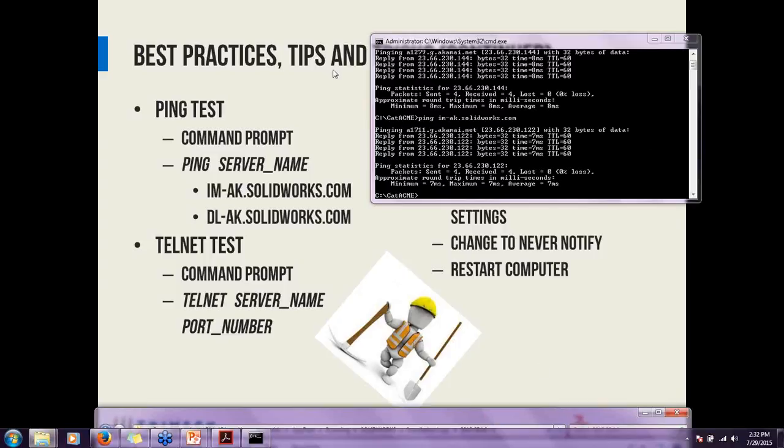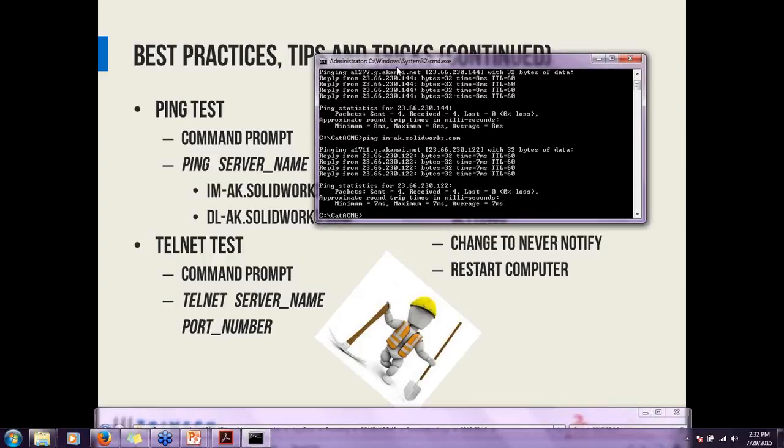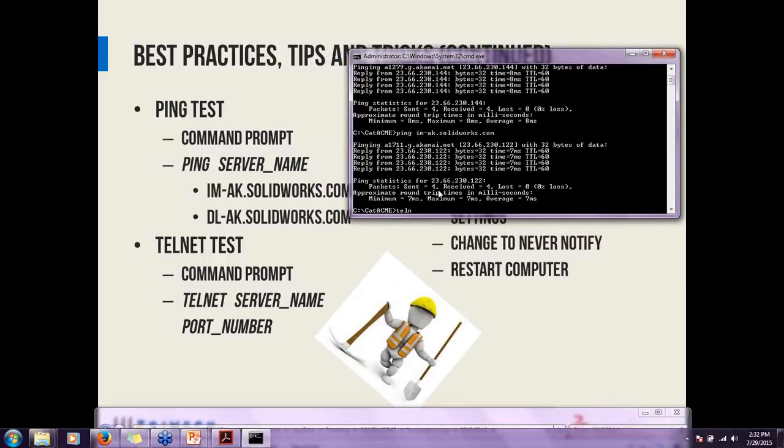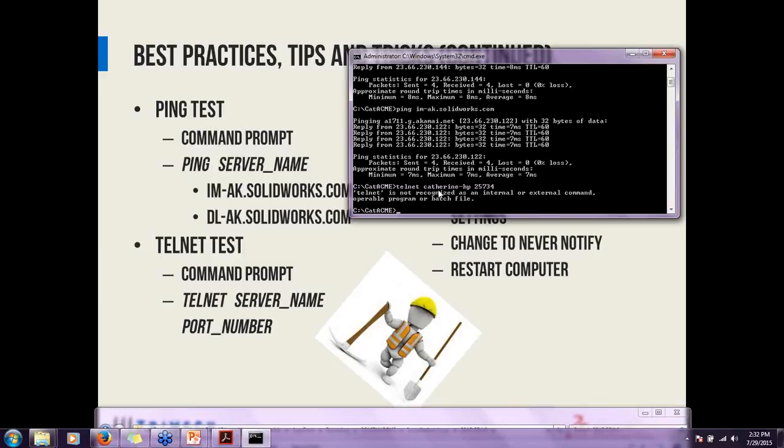So for example, using the command prompt again, I'm going to type in telnet, space, the name of the server. I'm going to use my computer, and then a space, and then the port number, 25734. When I press enter, telnet is not recognized as an internal or external command. You might get this. This means that on your computer, the telnet service has not been turned on.